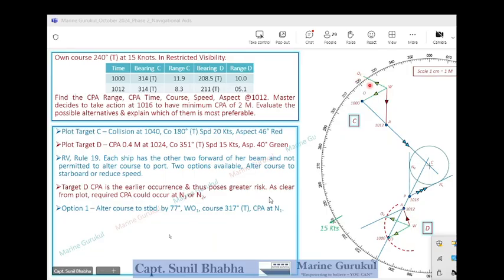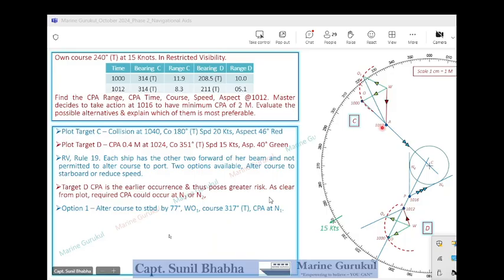Now if I join O1 with A, this is going to give me the new relative line of approach for target Charlie. The length of WO1 is exactly the same as WO. There is no change in our speed. So this is indicated by this arc also here. Now we join Oscar 1 to Alpha. This will be our new relative line of approach.